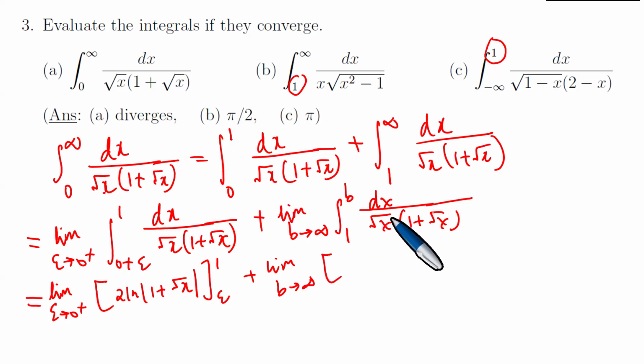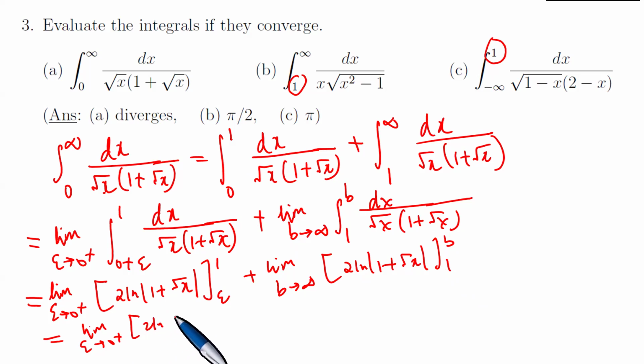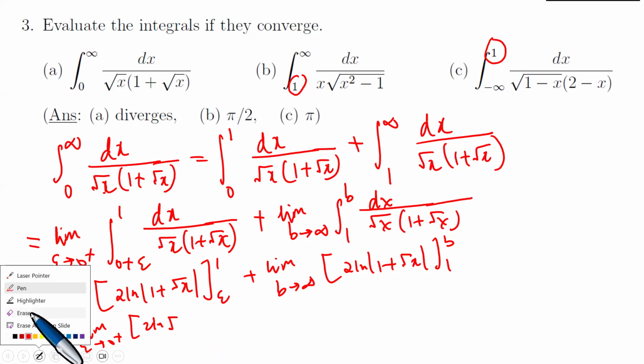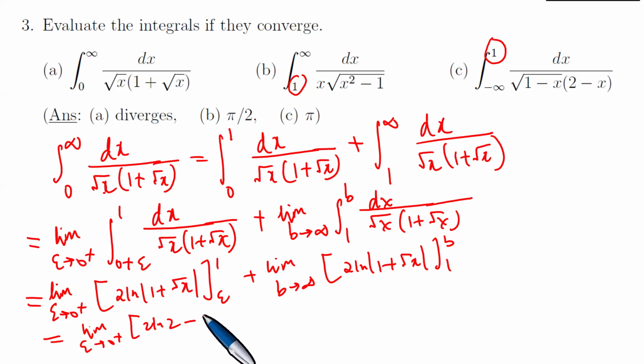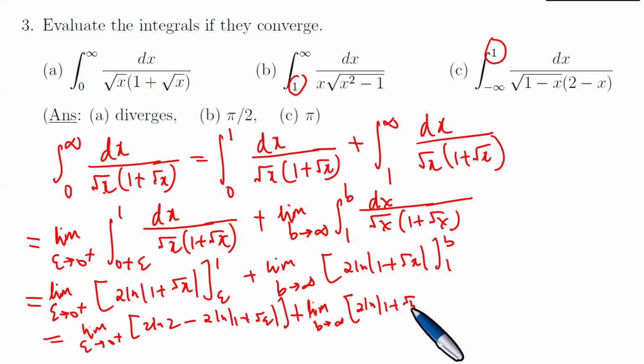So when you get to this point, this one you already know the integral is 2 ln of one plus the square root of x, from 1 to b. At this point, you substitute everything and you have the limit as epsilon approaches 0 from the right. You put the 1, which is 2 ln of 1 plus 1, which is going to be 2 ln 2, minus 2 ln of 1 plus the square root of epsilon. And then it is 2 ln of 1 plus the square root of b, minus 2 ln of 2.